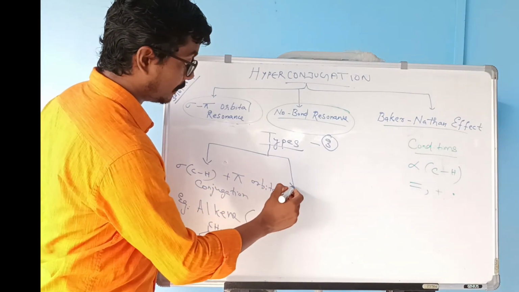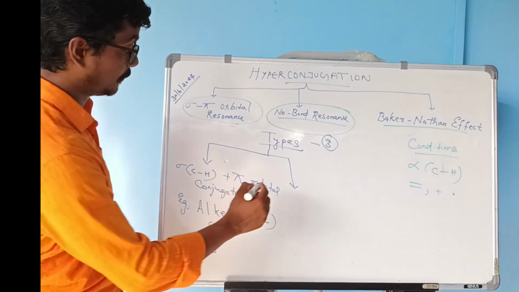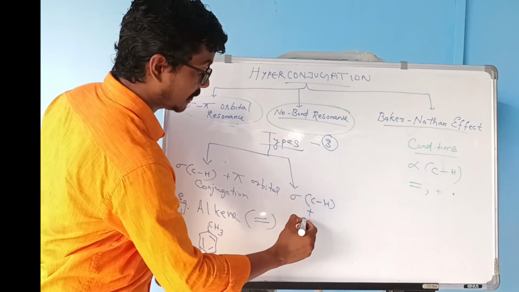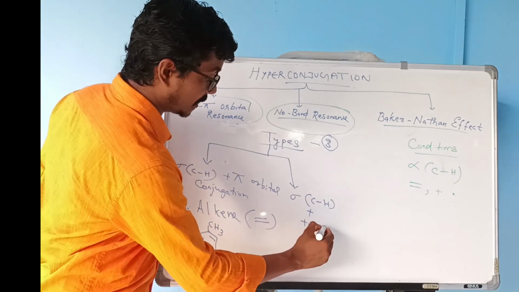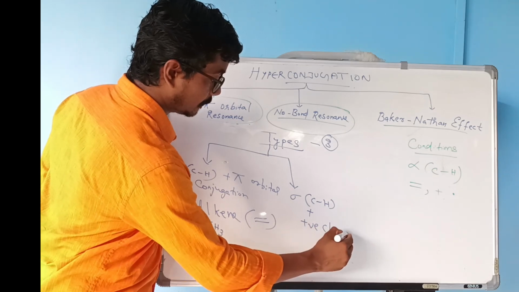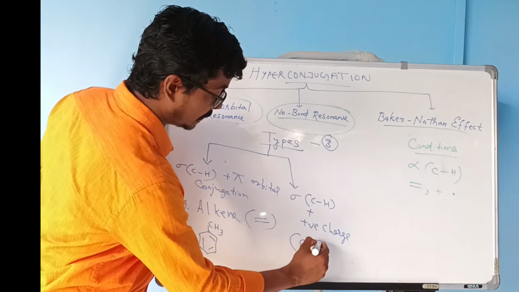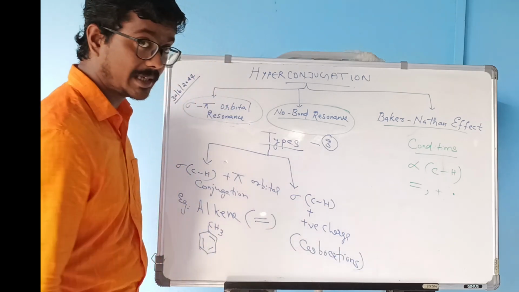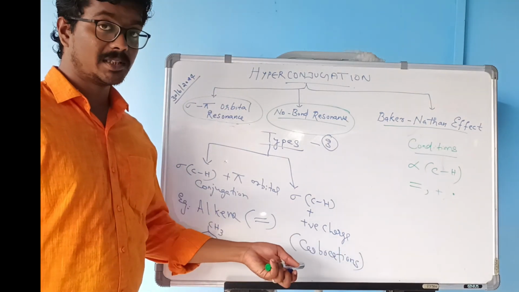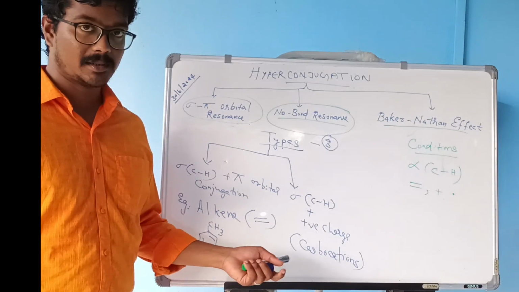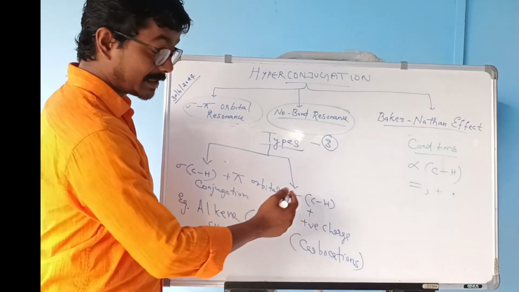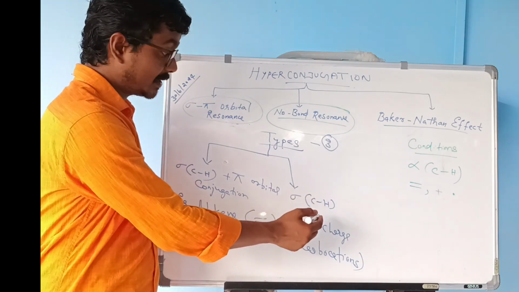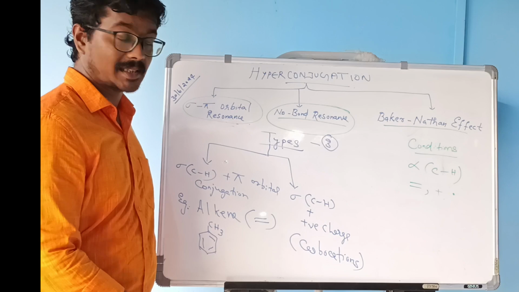The second type is sigma electrons in conjugation with a positive charge. That is, the example is carbocation. We have already discussed the hyperconjugative structures of carbocation previously. So this is the second type of conjugation: sigma electrons of alpha carbon and hydrogen with the positive charge in the center.